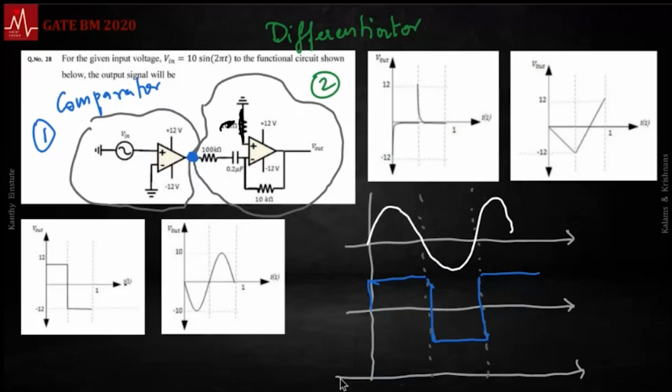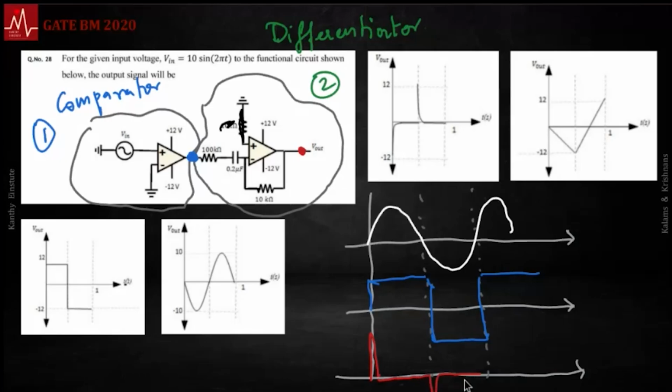It goes like this. The second one is a differentiator, which means it's going to throw out the derivative of this. And notice this is through the non-inverting terminal. So there will be a negative sign. There's no change in slope here. There is no change in slope here. There is a sudden spike here. There is a sudden spike here.